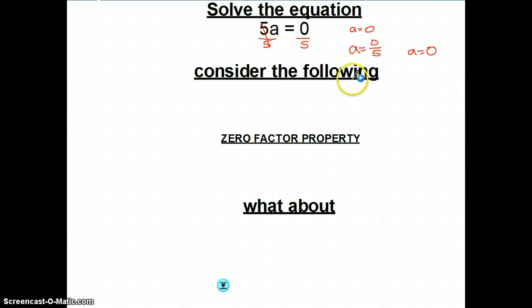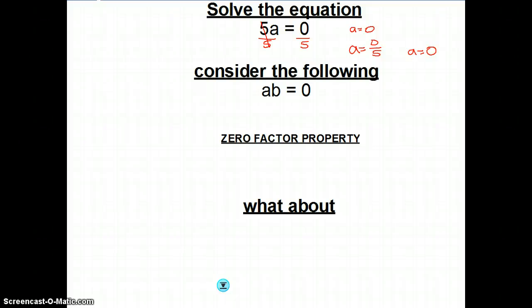So let's consider the following for a moment. A times b equals 0. You've got two variables and their product is 0. Well, the only difference between this equation and the one above is that instead of a 5, we have a b. Instead of 5 times a equaling 0, we have a times b equaling 0.